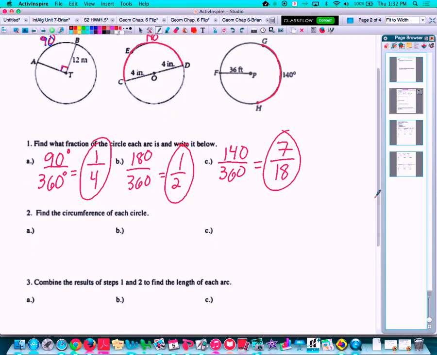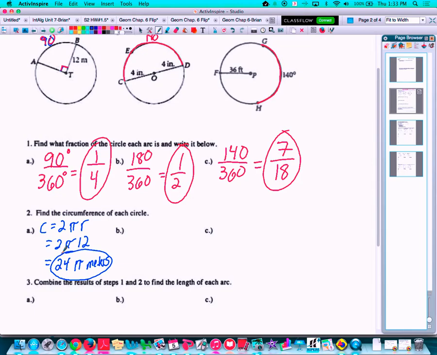All right, now let's go and find the circumference of each circle. We know circumference is pi times diameter, or 2 times pi times radius. So in this first one, circumference is 2 times pi times the radius of 12. So 2 times pi times 12 meters would be a total of 24 pi meters. So the circumference on the first one is 24 pi meters. You can multiply 24 times pi and get a decimal, but we're going to keep it exact for this problem.